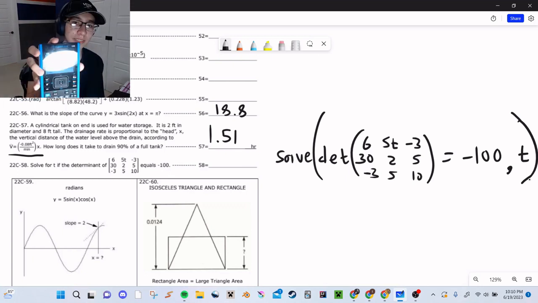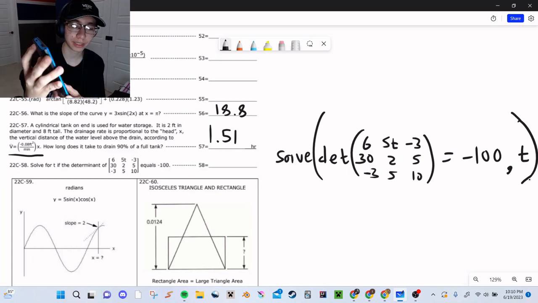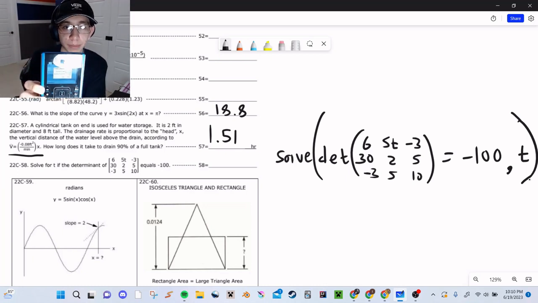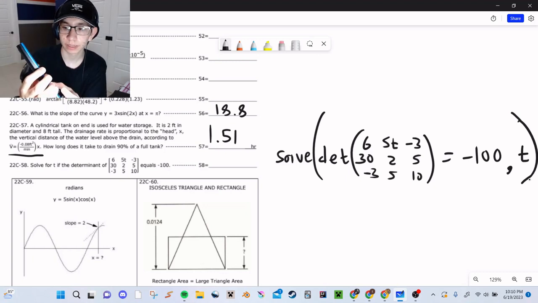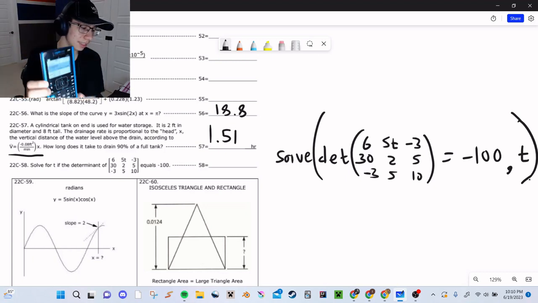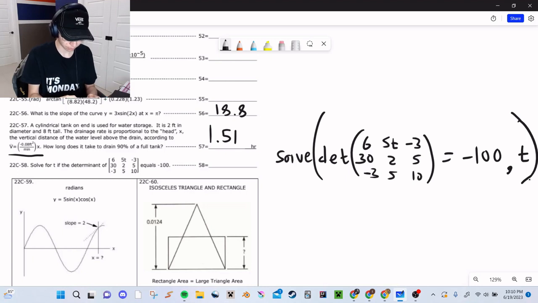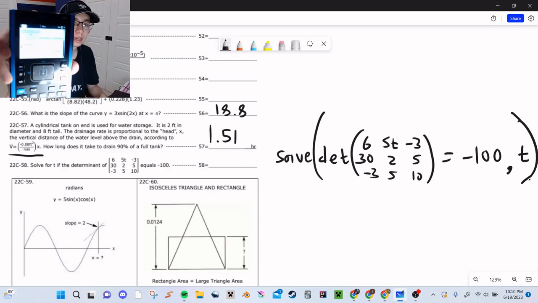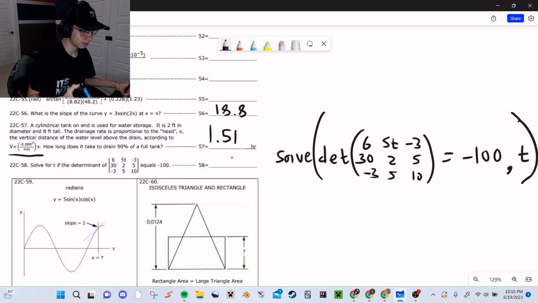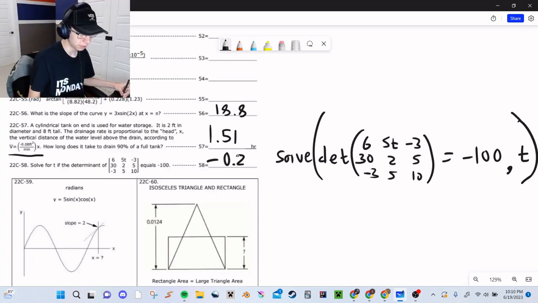And so here it's specifying what size matrix I want. So I want a 3x3. Click enter, and just fill out these rows. -3, 32, 5, -3, 5, and 10. It's equal to -100. And I get my answer, -0.253.